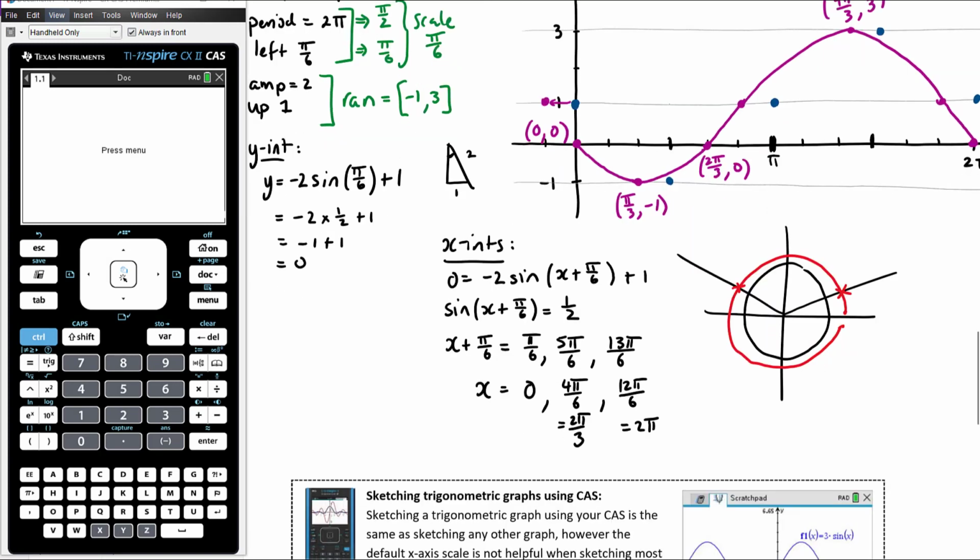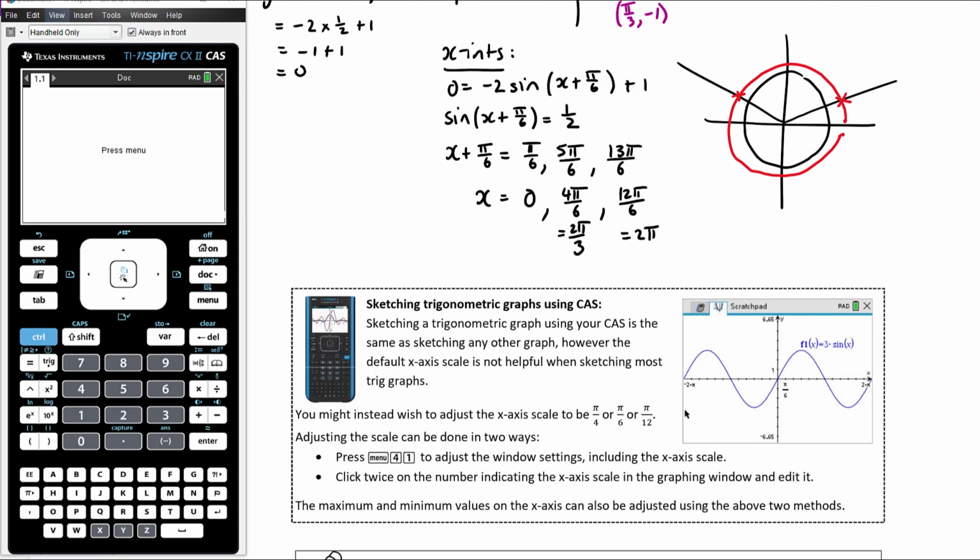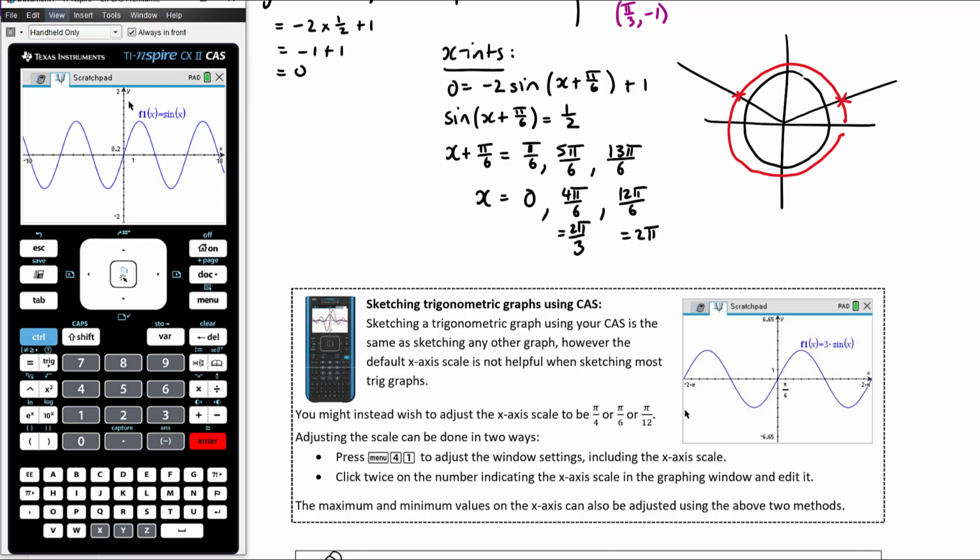Just a quick note if you're using your CAS to solve trig graphs. Let's say, for example, I'm going to go to the scratch pad, press scratch pad again to open a graph. Let's just say I sketch something as simple as sine of x. You can have a play around with this. But one of the problems we get is that with a sine or a cos graph, we often need the x-axis scaled in terms of pi for those x-intercepts to make sense. Let me also adjust my max and min y values so I can see the graph a bit more clearly. So we can see that the x-intercepts aren't aligning.